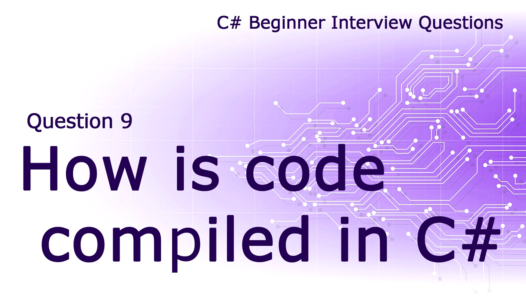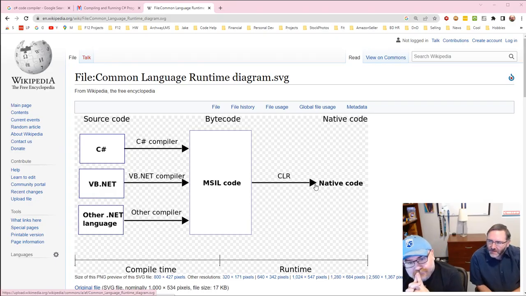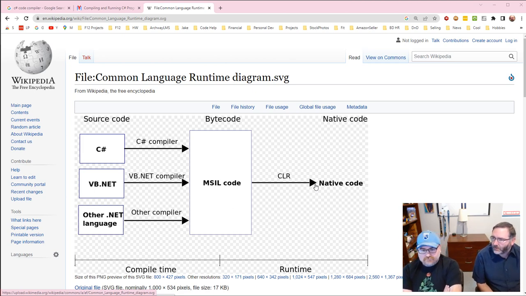How is code compiled in C Sharp? Okay, so C Sharp, as we've already talked about, is a managed language. So it does compile a little differently than other languages, like unmanaged languages. It compiles from the code that we as the programmers write down to an intermediary language, usually called IL.